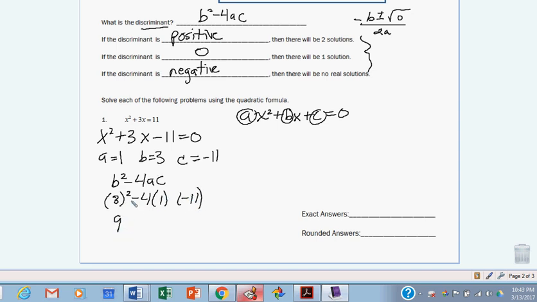I've got 9, and then just be very careful. That's minus a negative here, so that's really going to end up being a plus, and then a 44. So 4 times 1 times 11 is 44. So I got 53 for my discriminant. Okay, so what's that mean?